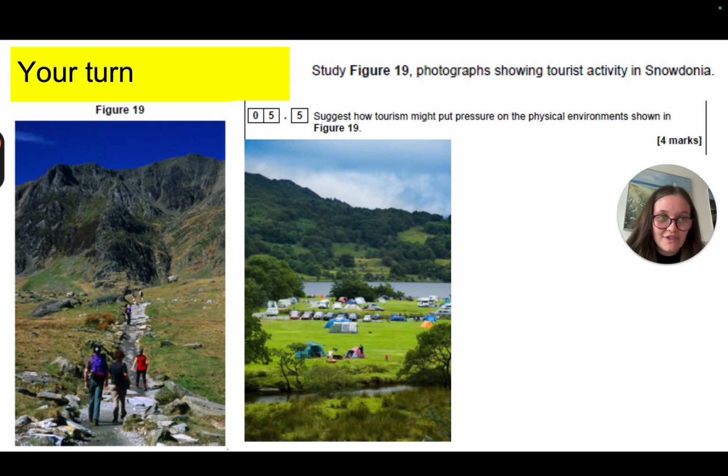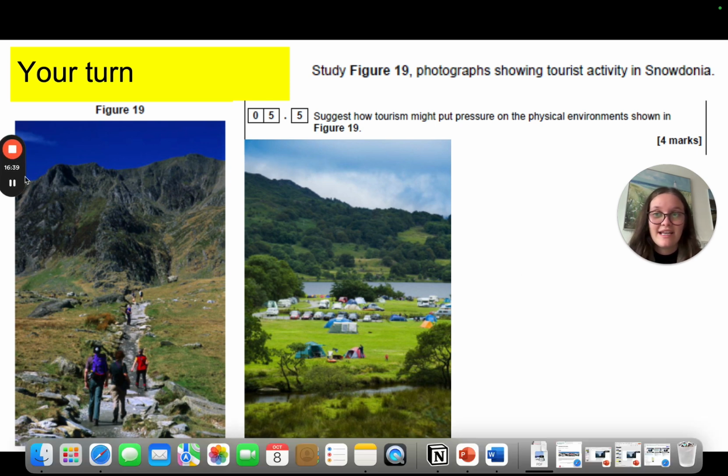I hope it's been useful. It's been a very quick whistle-stop tour through tourism in the Lake District and the economic opportunities that arise there. So I hope it's been useful, and I will see you next time for the next one.